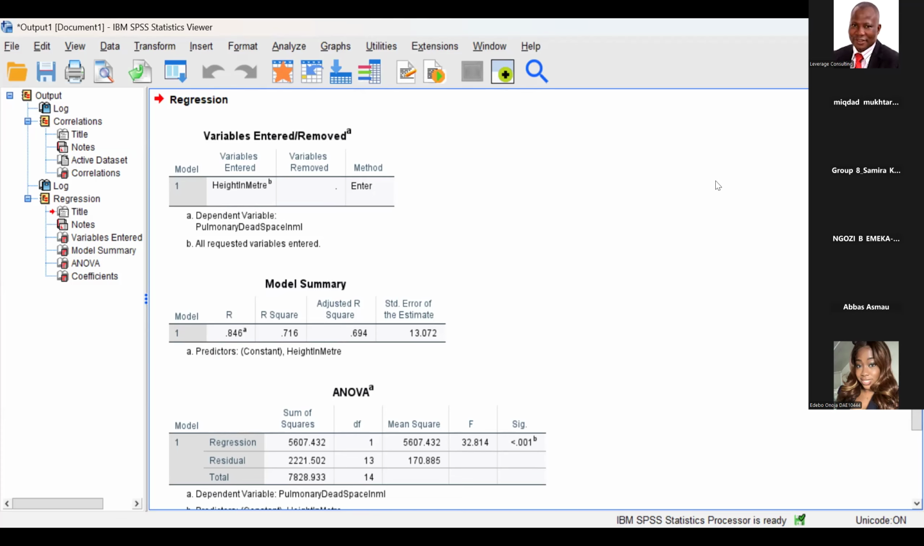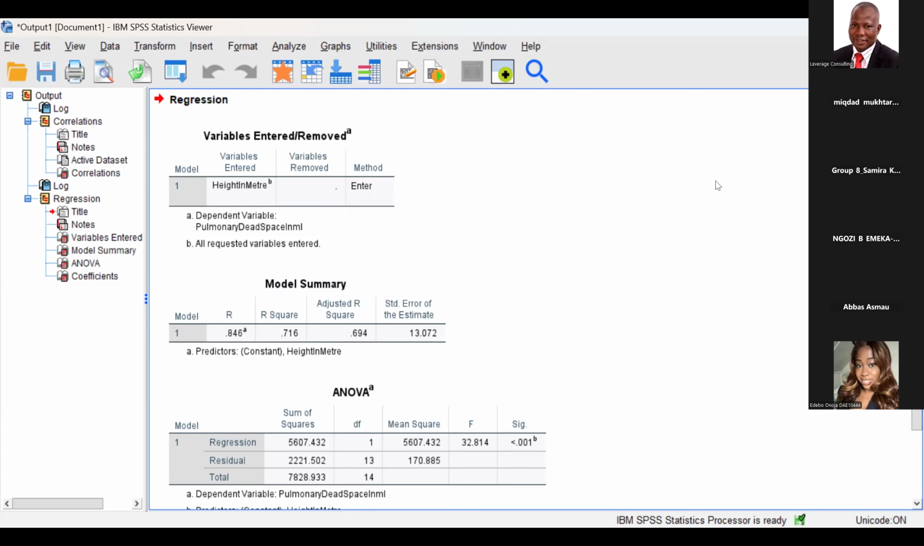If you go and check, there are 15 people, so the total degree of freedom is 14. Look at the mean square. If you divide 5607.40 by 1, it still gives you the same thing. When you divide 2221.502 by 13, it gives you this. F is 5607.432 over 117.885. It gives you the F.